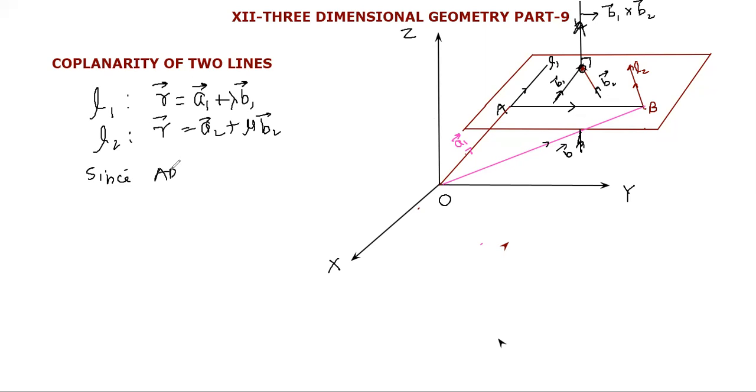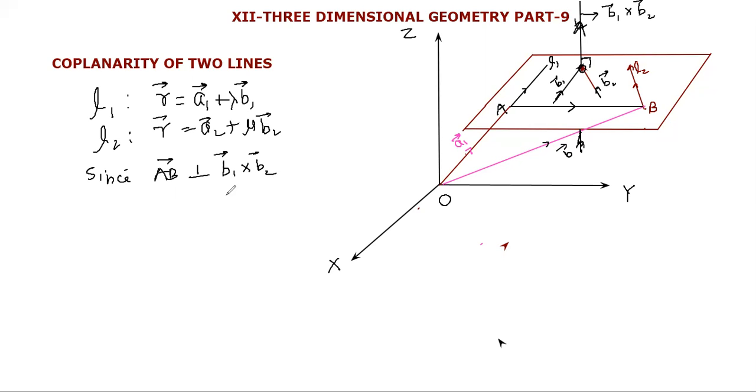Now, vector AB is perpendicular to B1 cross B2, correct? Because B1 cross B2 is perpendicular, or normal, to the plane, and AB is lying on the plane. So they will be perpendicular. Every line which is lying on the plane will be perpendicular to the normal to the plane. And one more thing, just remember that DRs of the plane are the DRs of the normal. Whatever the DRs of the normal, they are the DRs of the plane. So we used to say DRs of the normal, DRs of the plane, same thing.